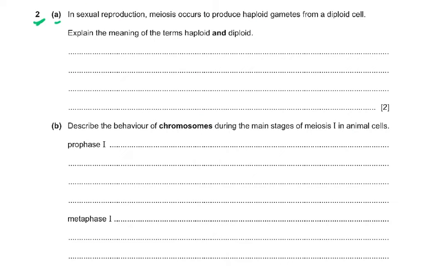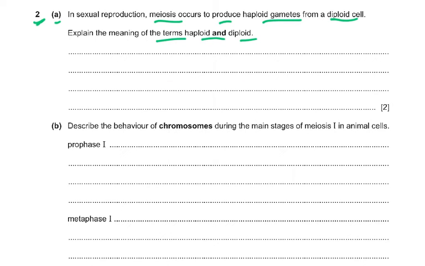Question number 2a. In sexual reproduction, meiosis occurs to produce haploid gametes from a diploid cell. Explain the meaning of the terms haploid and diploid. Very basic. Haploid is 1 set of chromosomes and diploid is 2 or the complete set of chromosomes. Or haploid is 1 of each pair, 1 set of chromosomes. You could have said haploid is n chromosomes and diploid is 2n. Or you could have said haploid is half the number of chromosomes as diploid.